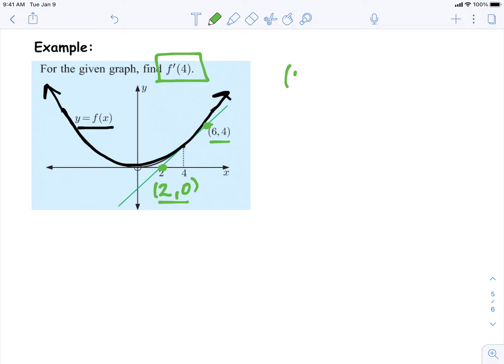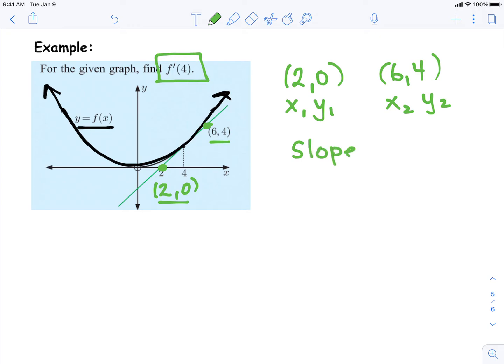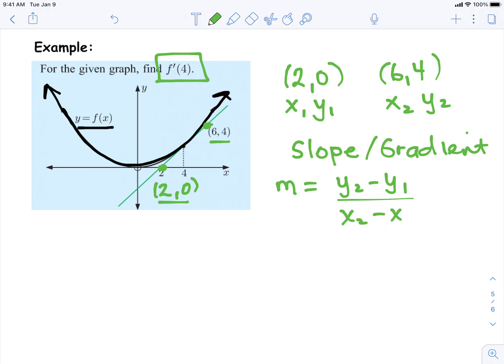So I'm going to identify those ordered pairs. 2, 0 is one point, x sub 1 and y sub 1. The other point is 6, 4. We'll let that be x sub 2 and y sub 2. And we want to find the gradient of that tangent line. We want to find the slope or the gradient. So we're going to use these ordered pairs. So we're going to take y sub 2 minus y sub 1 over x sub 2 minus x sub 1.